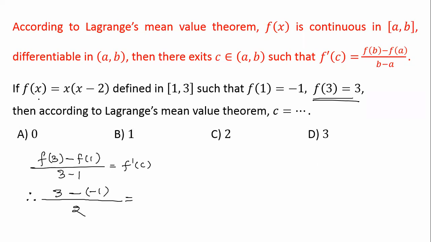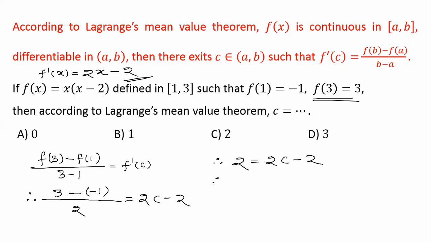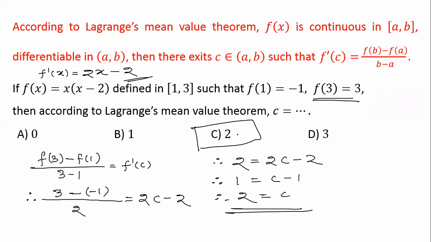Now f(x) is equal to x square minus 2x. So f dash of x, derivative of x square is 2x, minus derivative of 2x, which is 2. So f dash of c will be equal to 2c minus 2. And therefore, 3 minus minus 1, that is 4. 4 by 2 is 2. 2 is equal to 2c minus 2. Divide through by 2, that is 1 is equal to c minus 1. And therefore, c is equal to 2. This is the correct answer.